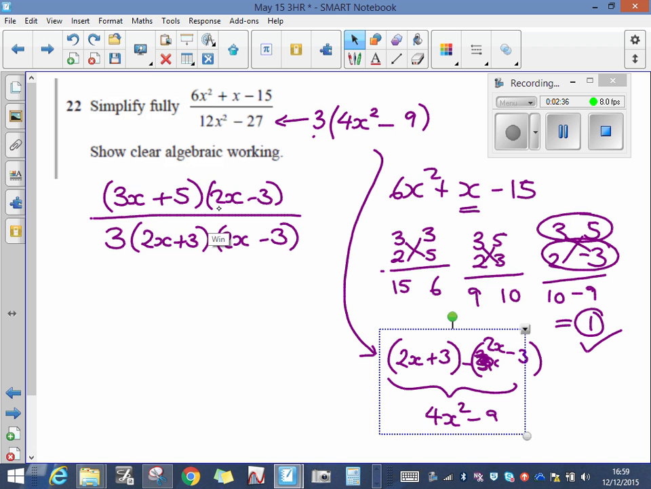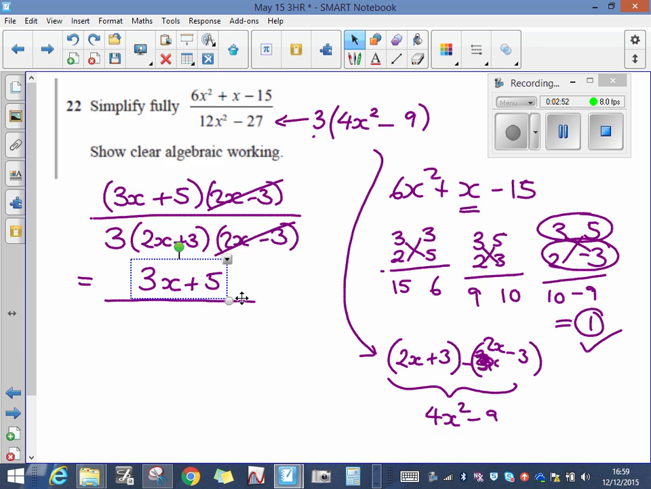Now that's useful because I can see that these two brackets can be cancelled, because things which are multiplied together, if they're the same top and bottom, they can be cancelled out. So, and there's my answer. So I can either write it as 3x plus 5 and then 3 brackets 2x plus 3, or you're allowed also to have the same but with the bracket on the bottom removed, so 6x plus 9. That would equally be fine.